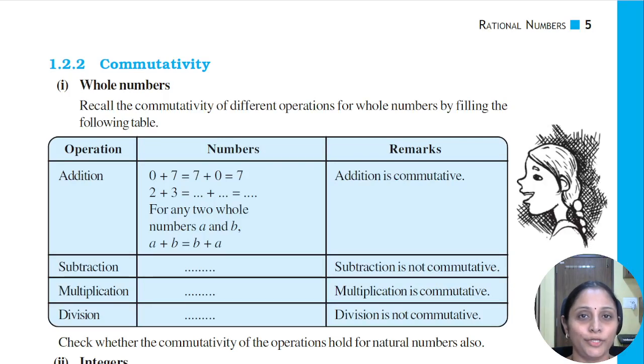In the last video, we had started the topic rational numbers from NCERT textbook class 8. I explained the definition of rational numbers and closure property on rational numbers. In this video, I am going to explain the commutative property on rational numbers.